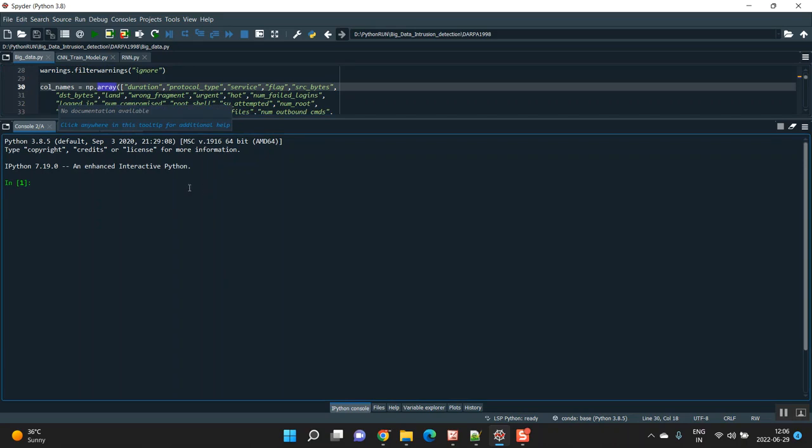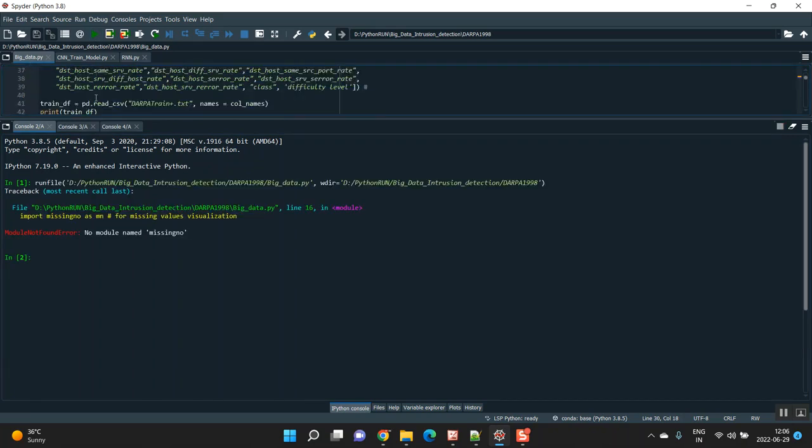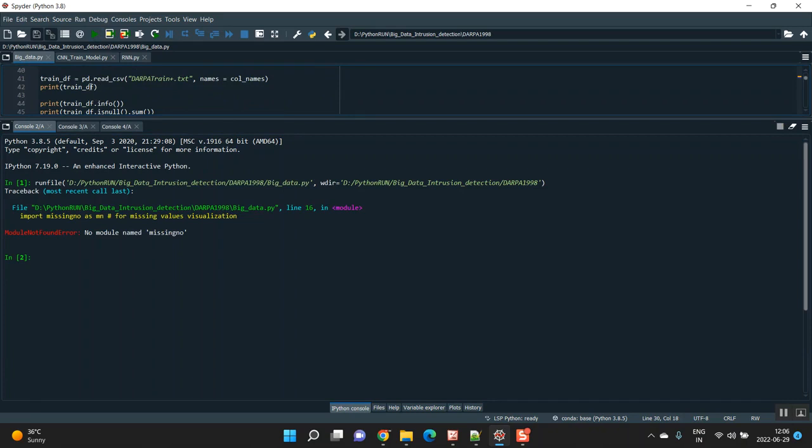First, I am going to share this data set with you. If you approve, then I will share the remaining two files. No problem. So first, I am going to execute this big data file. In this big data file, we are processing these things.